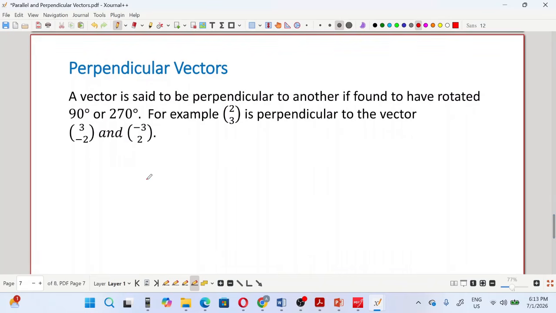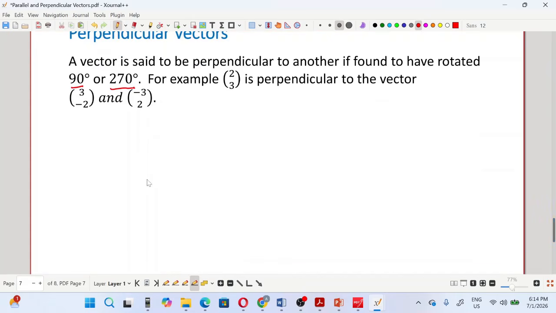It says, a vector is said to be perpendicular to another if found to have rotated 90 degrees or 270 degrees. For example, the vector 2, 3 is perpendicular to the vector 3, negative 2, and negative 3, 2. How do we ascertain whether what we're saying is true?